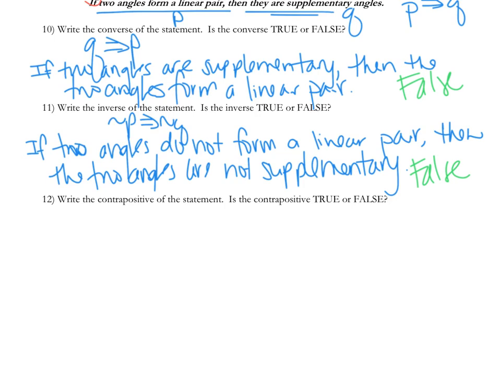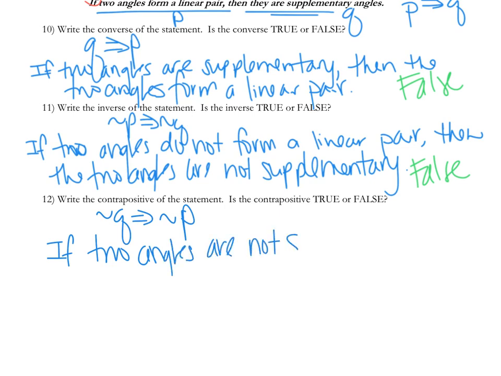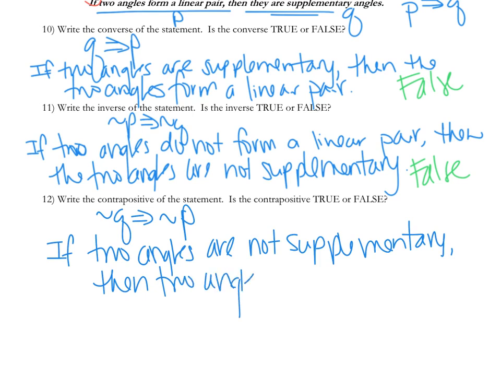Okay. And then the last one is the contrapositive, which is flipping them and taking the negation of both. So if two angles are not supplementary, then the two angles do not form a linear pair.